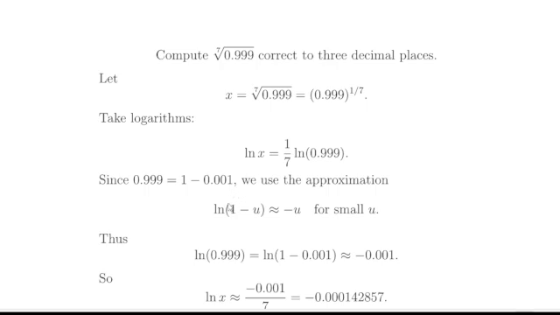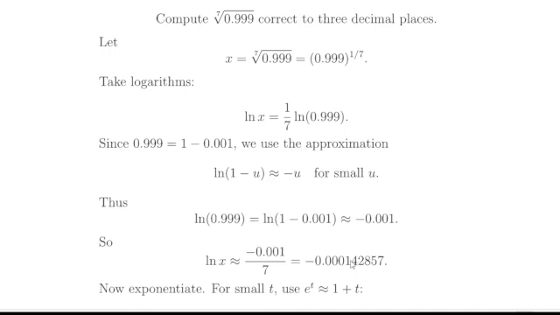And now we can use the approximation that the natural log of 1 minus u is approximately negative u for small values of u. And we'll represent 0.999 as 1 minus 0.001. So now u is going to be 0.001. So we plug in the formula and we get that the natural log of 0.999 is equal to the natural log of 1 minus 0.001, which is approximately negative 0.001.